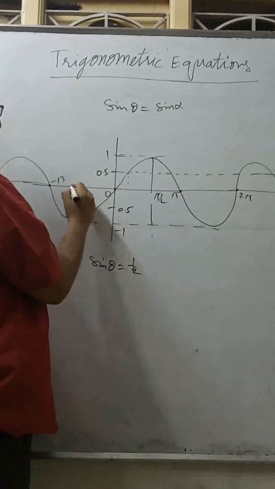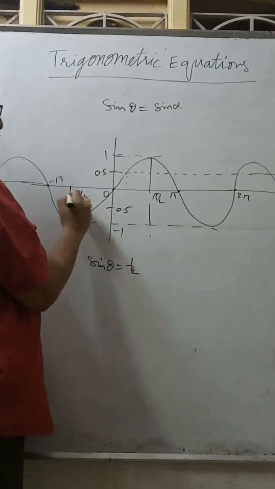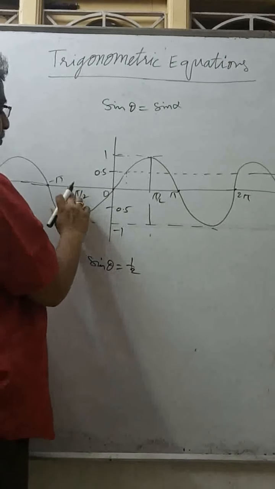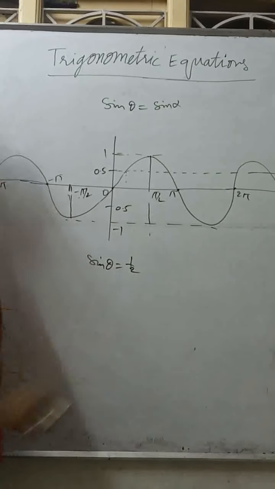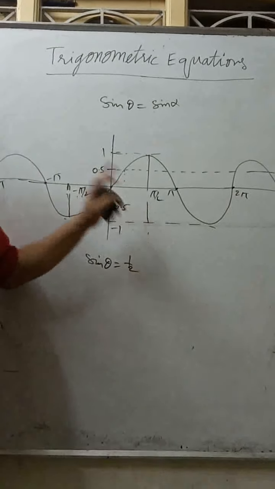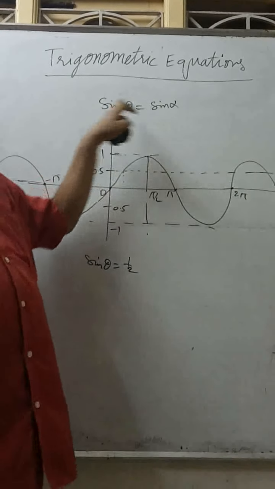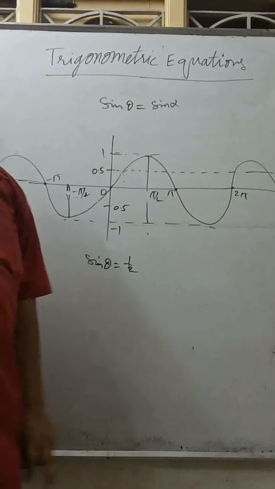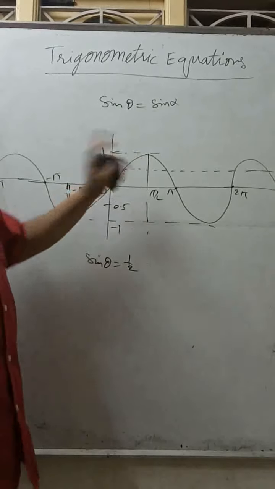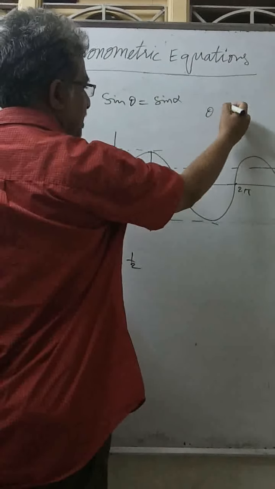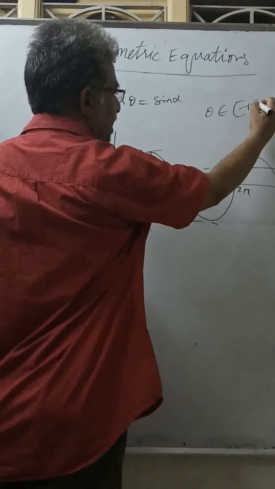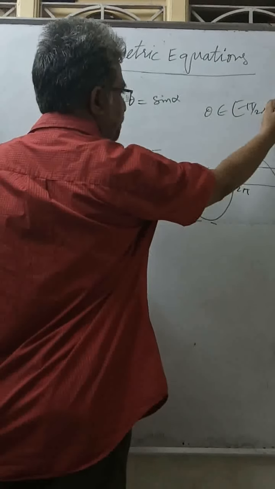And this is minus pi by 2. We know that sine is bijective between minus pi by 2 to plus pi by 2. Then only we can find the inverse. So sin theta equal to sin alpha means theta equals sin inverse of sin alpha. So it should be bijective first, so we will go for the principal value. Principal value means theta must lie between minus pi by 2 to plus pi by 2.